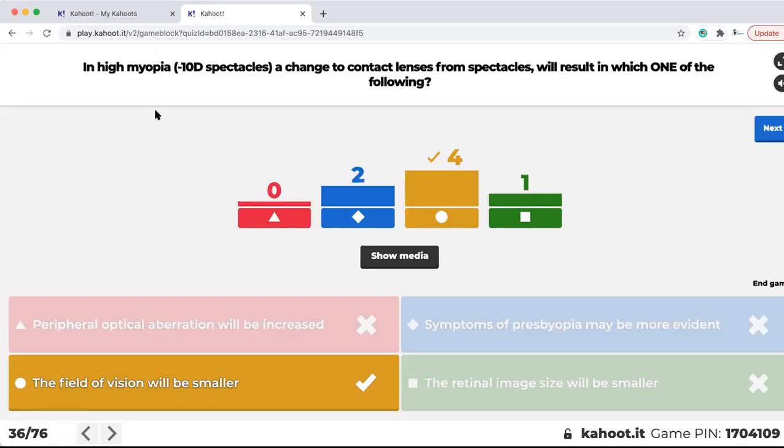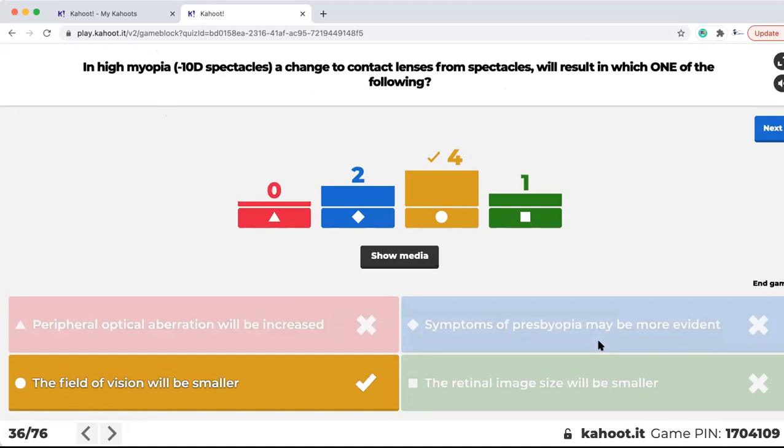So in high myopia of -10 diopters, when we are changing to contact lens from spectacles, this will result in which one of the following? Well, is the peripheral optical aberration going to be increased? No, as the peripheral optical aberrations will be decreased as there is no prismatic effect of the lens periphery. So no optical aberrations. Symptoms of presbyopia become more evident?